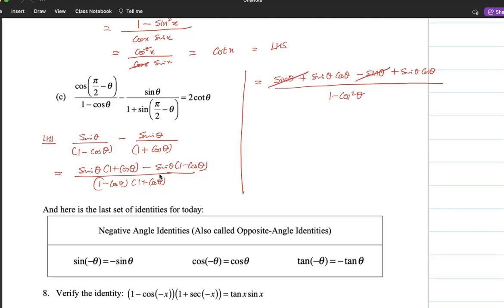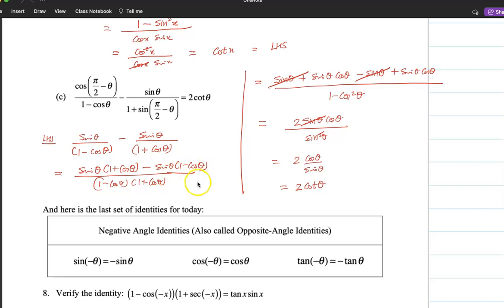So what are you left with? So you get 2 sine theta cos theta upon sine squared theta. This and this cancels out. So it becomes 2 cos theta upon sine theta. Further, what is cos theta upon sine theta? Cot. So 2 cot theta. Very easy, if you just understand it.